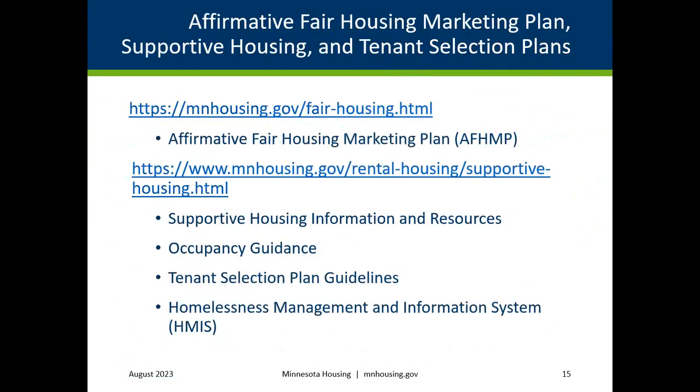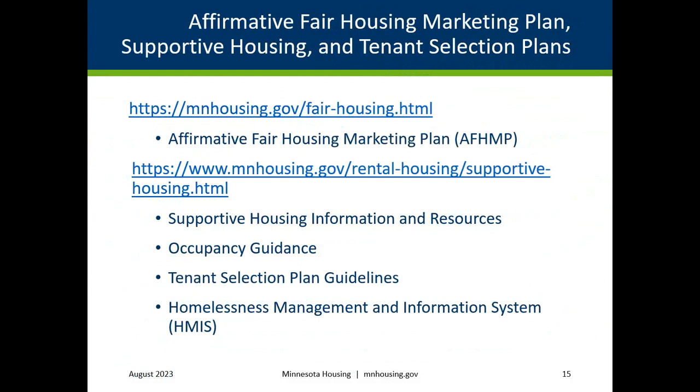Most properties receiving financing from Minnesota Housing must have an Affirmative Fair Housing Marketing Plan, AFHMP. The exceptions are properties with fewer than 5 units, emergency shelters, public housing, and publicly owned housing developments. Also exempt are properties on Indian country, as defined by the federal government, including all land within the limits of any Indian reservation, all dependent Indian communities, and all Indian allotments.